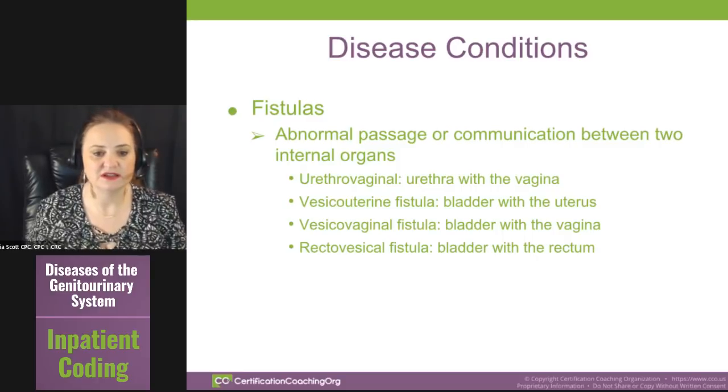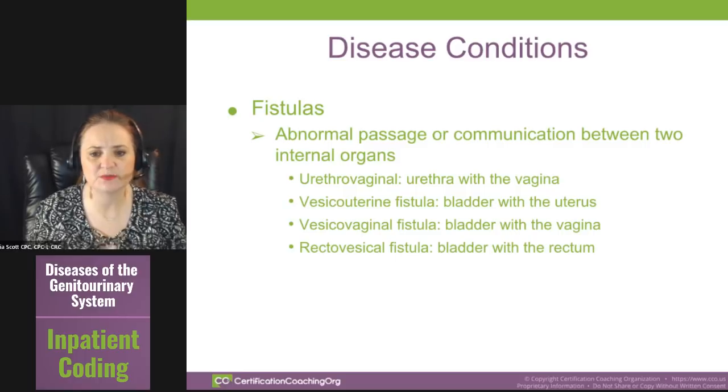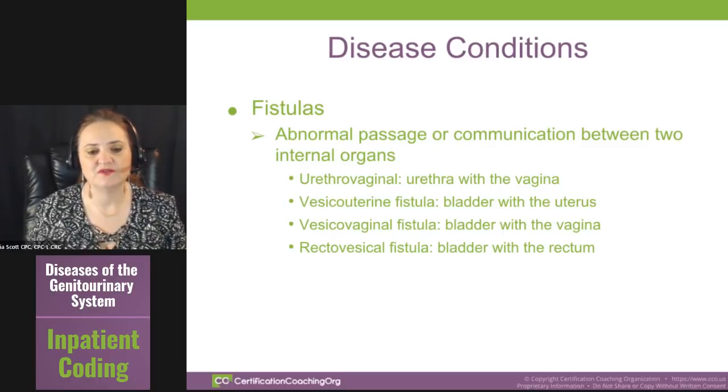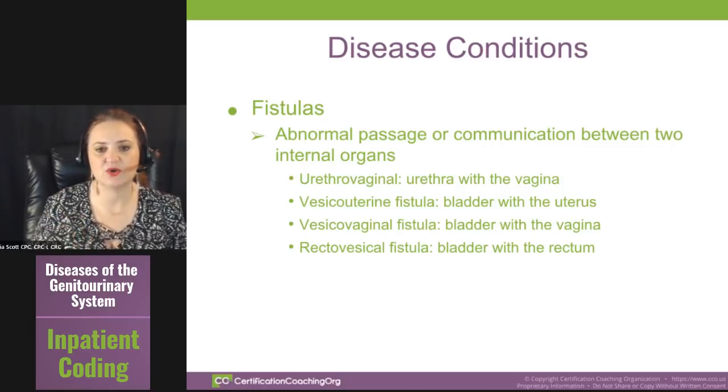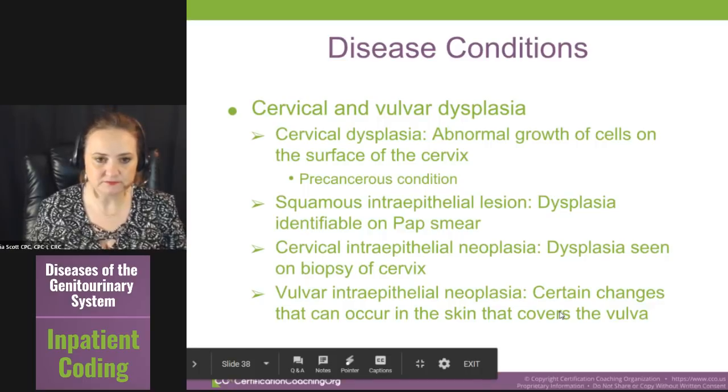Let's see, a vesicouterine fistula, which is the bladder with the uterus, a vesicovaginal fistula, so the bladder with the vagina, and a vesicorectal fistula, bladder with the rectum. And again, these are abnormal passages or openings that can happen.